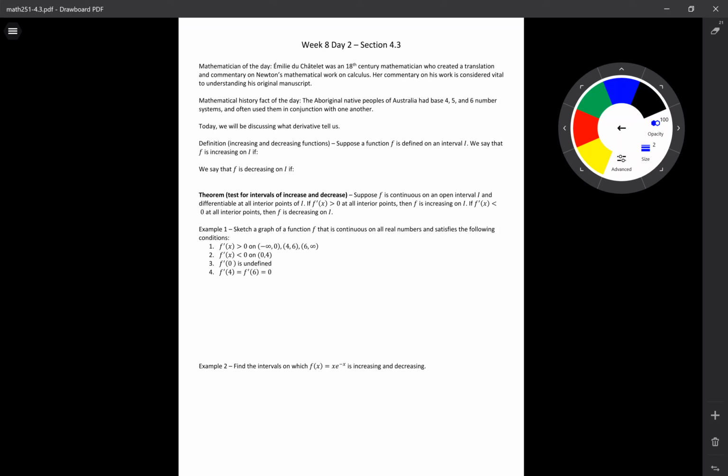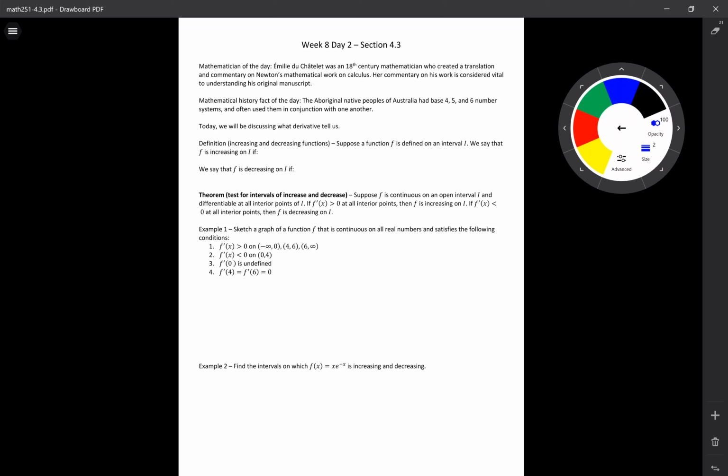So last week we talked a bit about graphs, and today we're talking more about graphs, specifically what certain derivatives tell us about a graph. So when do we know if a graph is increasing or decreasing? We already know this. We've gone over this a couple of times, maybe not explicitly, but suppose a function f is defined on an interval I.